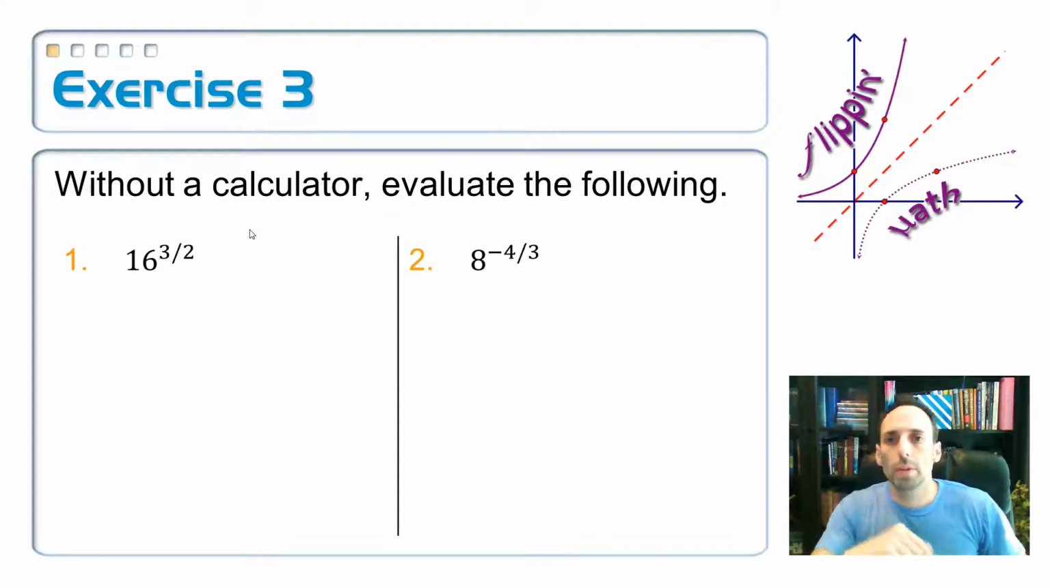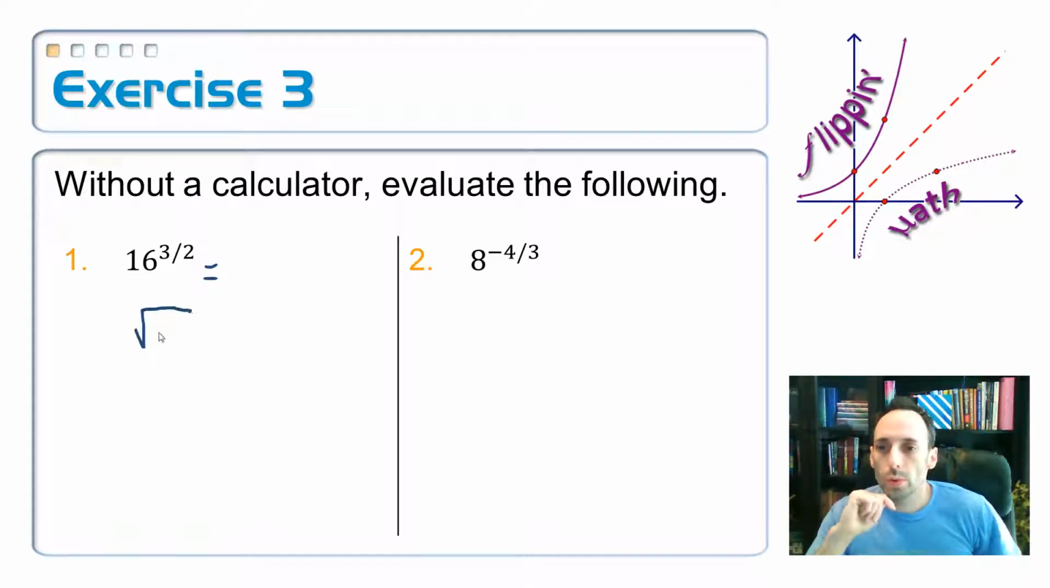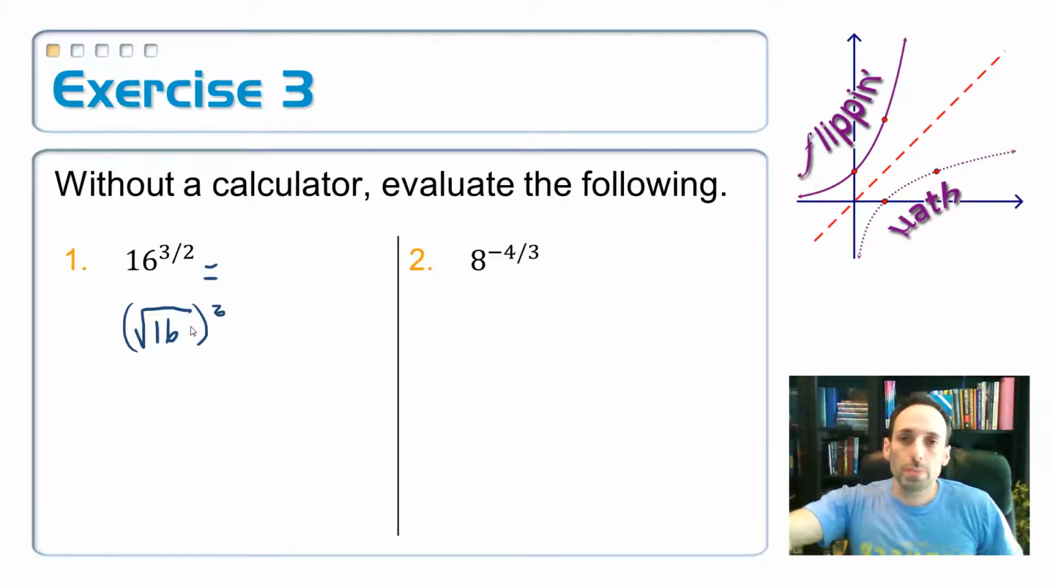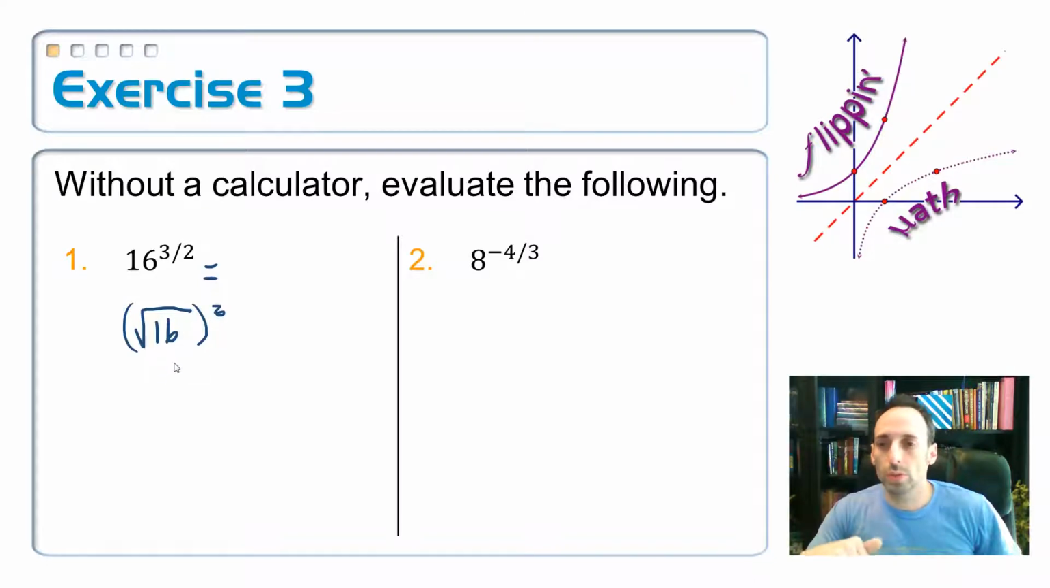So, let's try a couple of these. And let's see. 16 to the 3/2 power now. So, this means now the one that's on the bottom is the root, right? Because that's what we're looking at, like 1/2 power. So this is the same thing as the square root of 16, and then all of this cubed. Do the square root first because that makes the number smaller. So the square root of 16 is 4, and now I'm going to cube that. 4 times 4 is 16, times 4 more, 64.